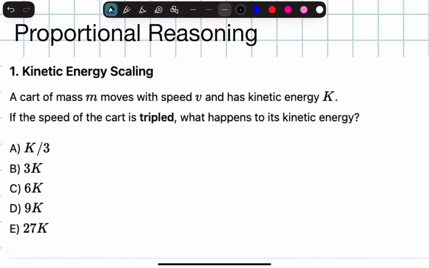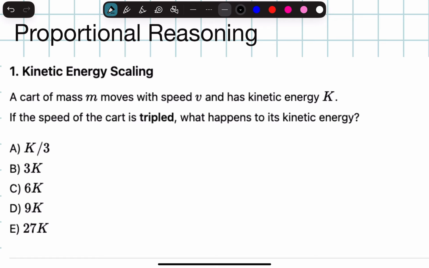In this video, we'll be tackling proportional reasoning problems. So let's start off with question 1. A cart of mass m moves with speed v and has kinetic energy k. If the speed of the cart is tripled, what happens to the kinetic energy?